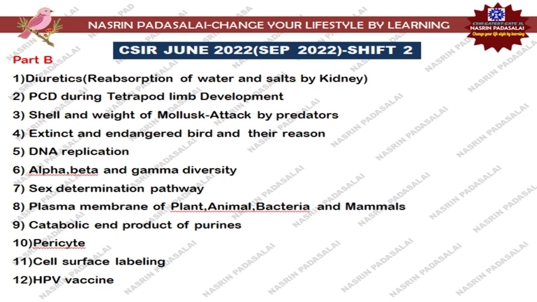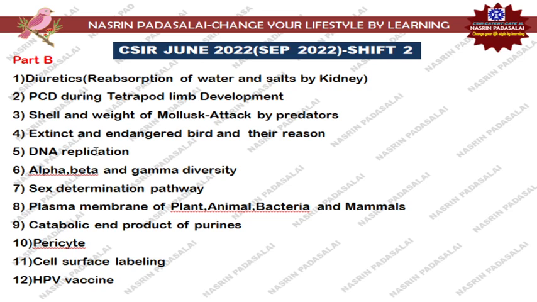So first, with regard to Part B, I am going to discuss. A question has been asked from diuretics, like reabsorption of water and NaCl by the kidney. Next, programmed cell death during tetrapod limb development, and the shell and weight of mollusks that are attacked by predators. Next, a question asked from extinct animals and endangered animals, and they are asking the reason for the extinction.